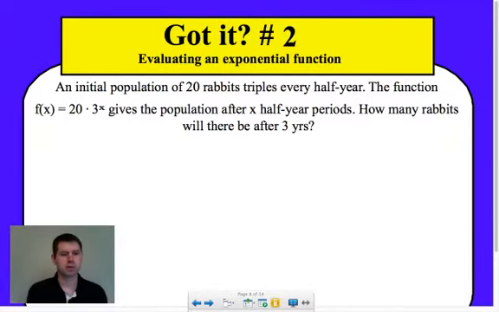Okay, so initial population of 20 rabbits triples every half year. The function is given to you as after every half year period. How many rabbits will be there after 3 years? So remember, change the years to half years.